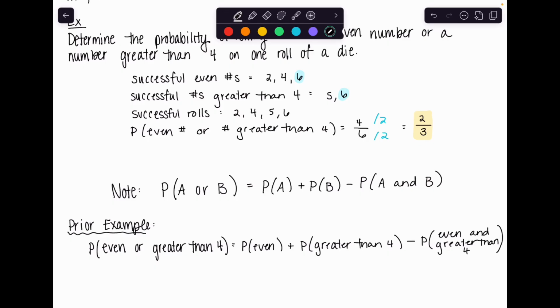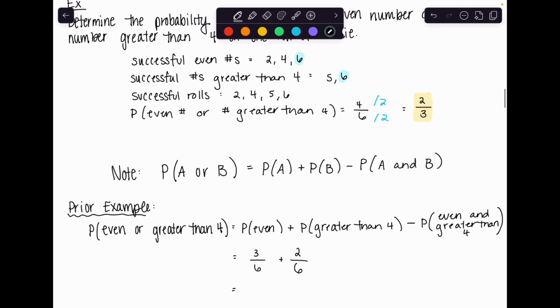Okay. So using my pieces up here, my probability of getting an even number is 3 out of 6. My probability of getting a number greater than 4 is 2 out of 6, because you get a 5 or 6. So we'd add those two together, which gives you 5 out of 6.